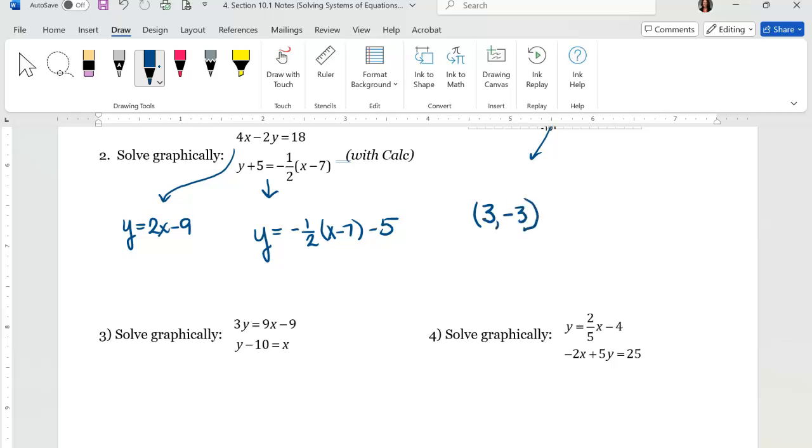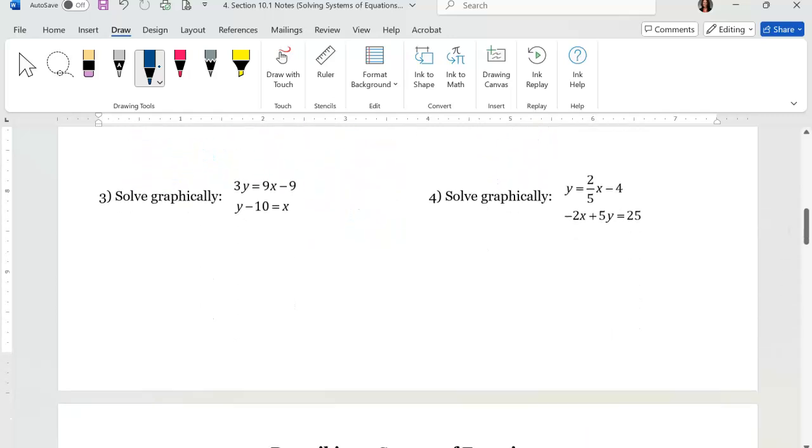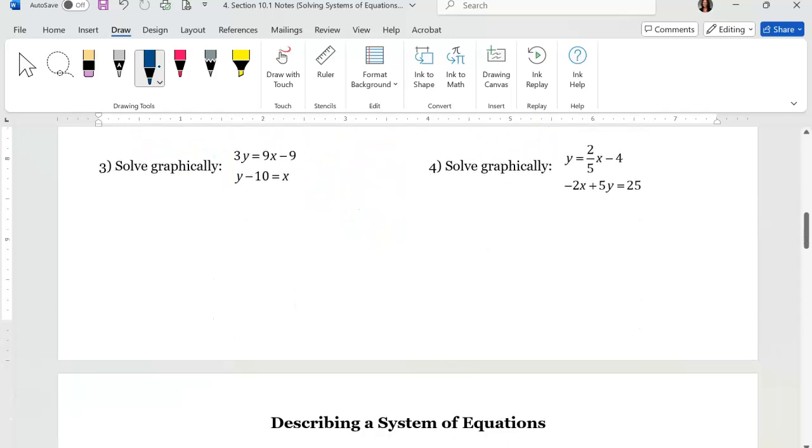Number 3, I'm going to do this one with you just because something kind of creeps up in this one that you may not have done yet. Again, I need to solve both of these for y. So for the bottom one, I'm going to add 10 to the other side. For this one, I'm going to divide everything by 3. So this will be 3x minus 3.